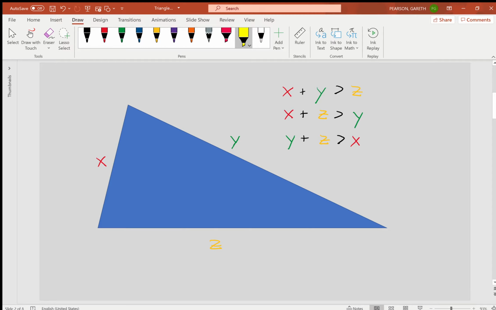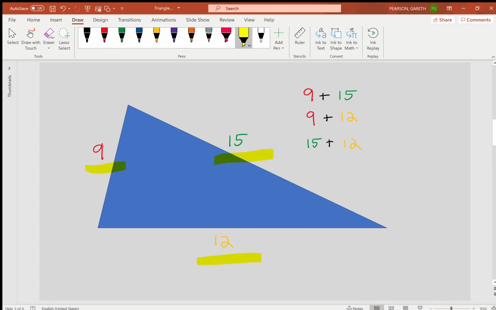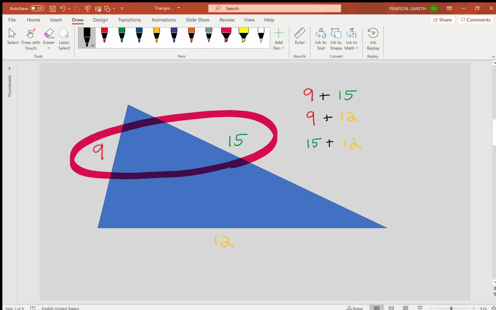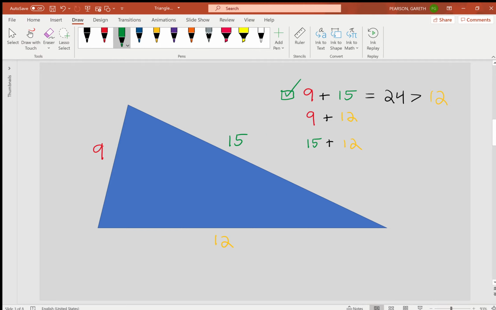Now let's go ahead and see how this works with actual numbers. Okay, so here you have a triangle with three sides, 9, 15, and 12. Okay, let's try this out. We have to add each one of these together to see if each pair is bigger than the remaining side. So let's start with 9 plus 15. Well, 9 plus 15 equals 24. And 24 is bigger than 12. So far, this works. But we need to do it with all the other sides as well.